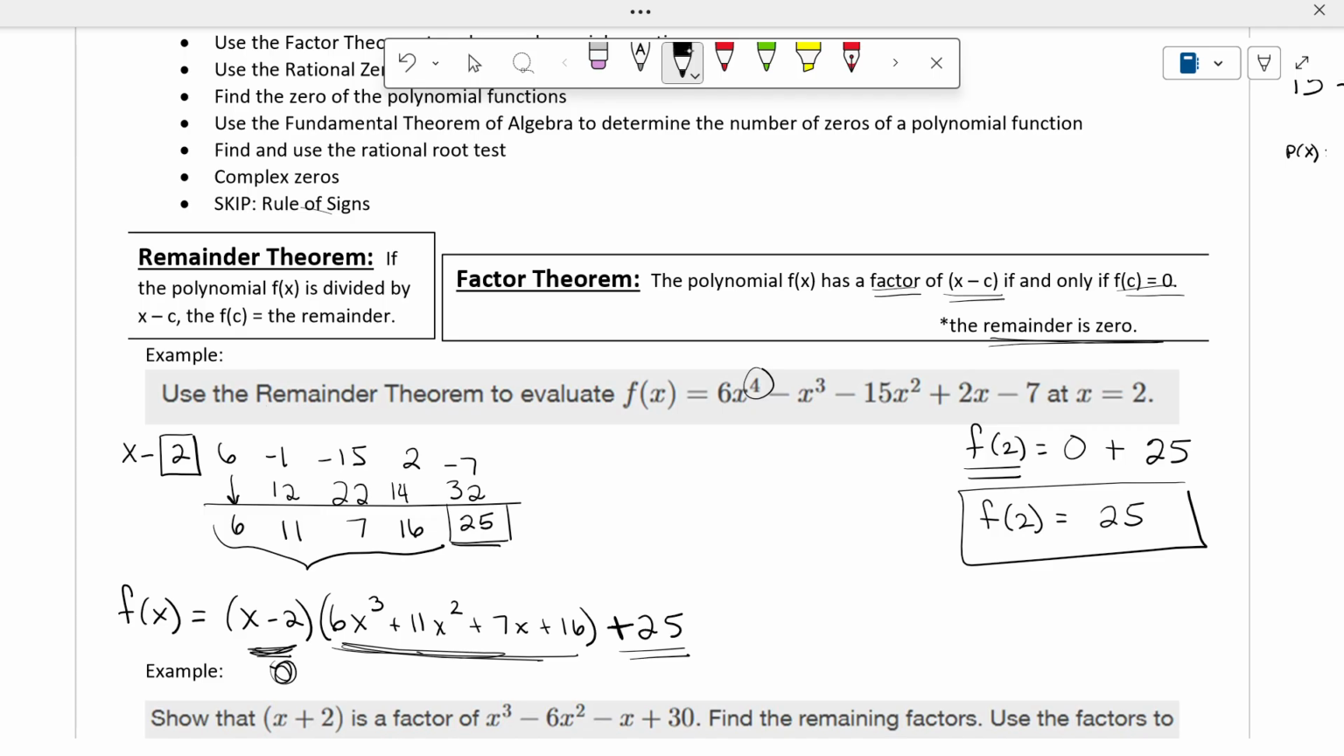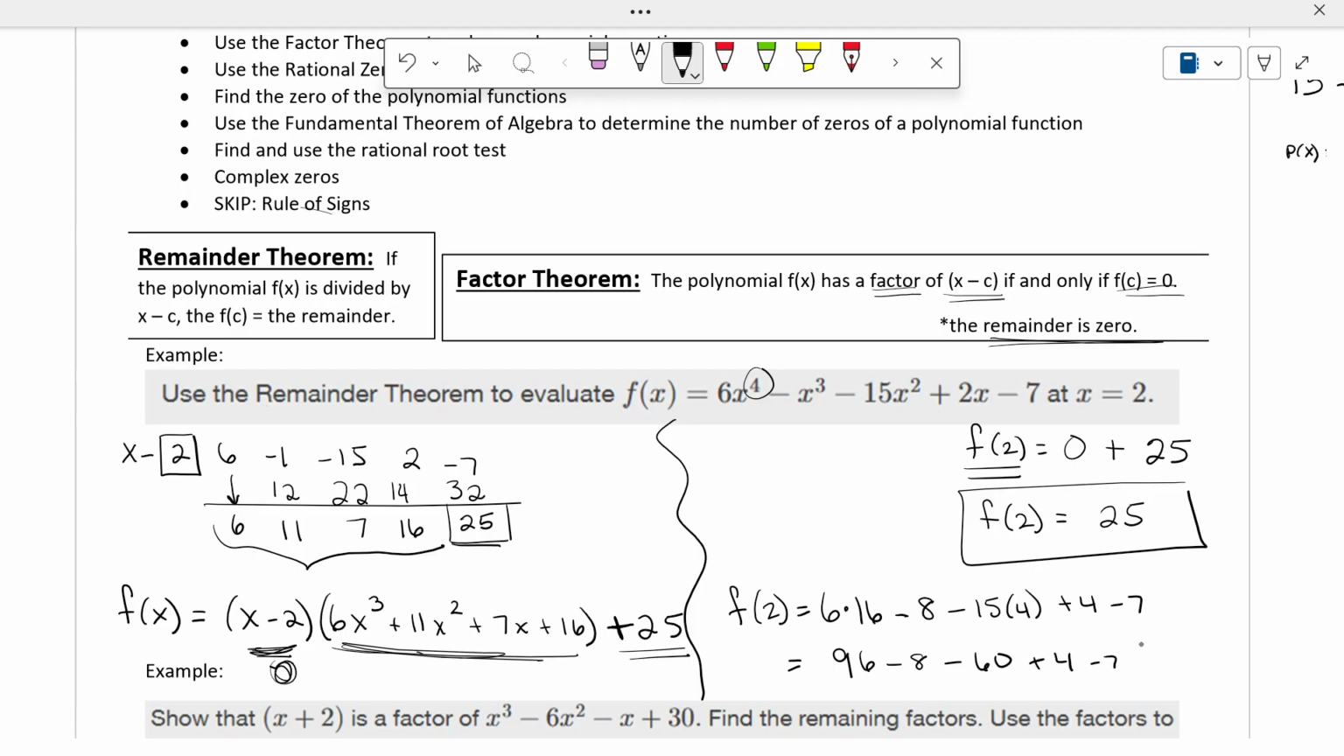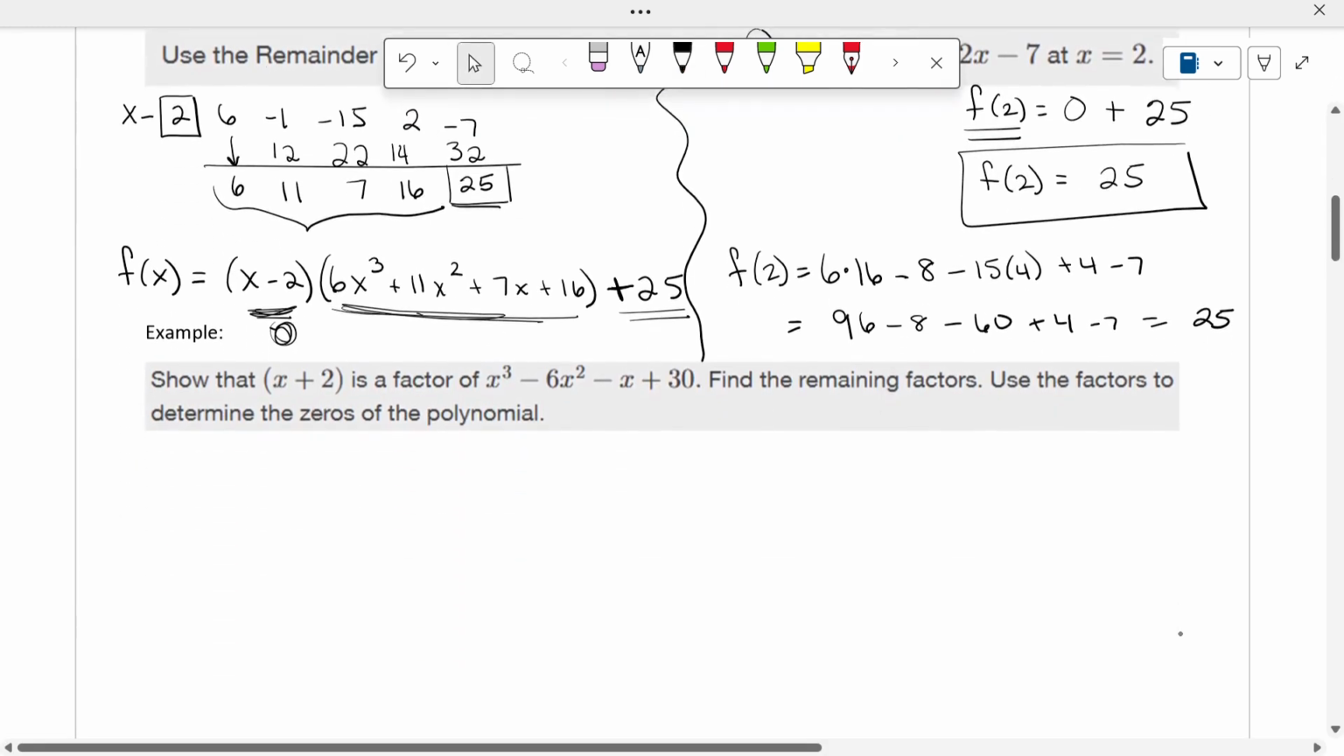Now, one more notable here is you absolutely could have taken your function and plugged 2 into it. So it would be 6 times 2, 4, 8, 16, minus 8, minus 15 times 4, plus 4 minus 7. 60, 70, 80, 96, minus 8, minus 60, plus 4, minus 7. You could certainly do all of this math and get the same answer. But I know it's going to be equal to the remainder, so that's good enough for me. Okay? All right.